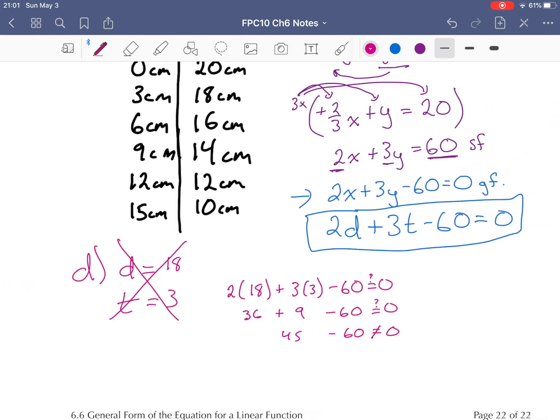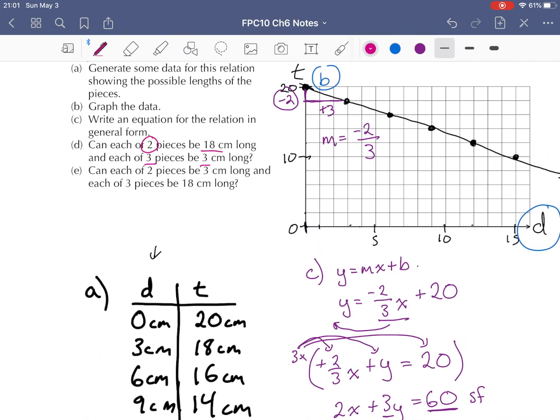If our two pieces that are the same length are 18 centimeters, our three pieces that are the same length cannot be 3 centimeters. They have to be something else. What do they have to be? Well, let's look at our table up here. If our two pieces are 18 centimeters, our three pieces are going to have to be 8 centimeters long.